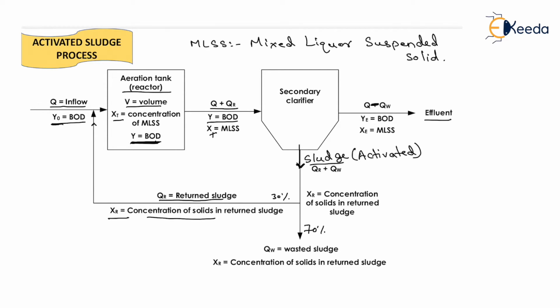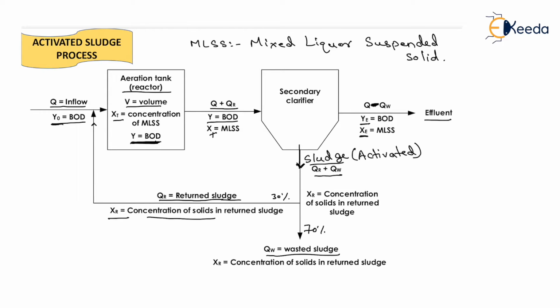And the flow coming from the bottom of the secondary clarifier will be equal to QR plus QW. QW is the wasted sludge which is sent to the sludge digester, and QR is again sent to the process. Okay, so the net discharge coming out as effluent will be equal to Q minus QW only, and the BOD of that effluent will be very low, indicated by YE, and the suspended solids will also be very low, indicated by XE. So that will be the complete activated sludge process.